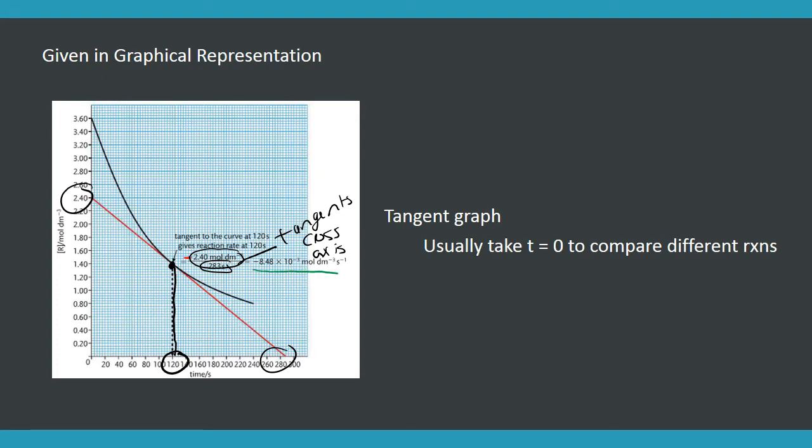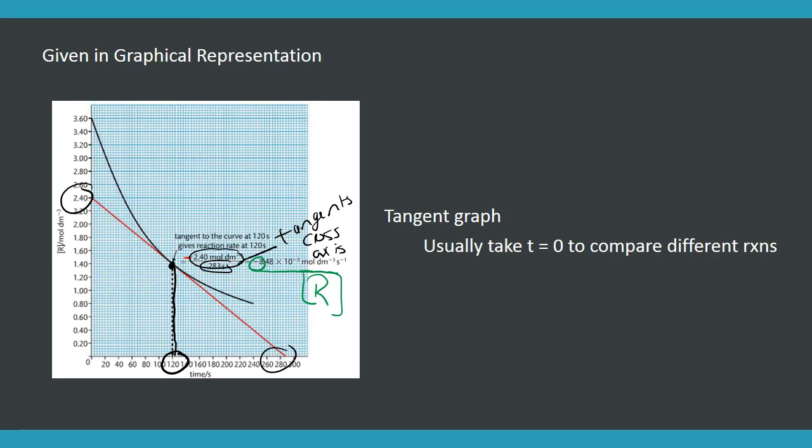So here we have negative 8.48 times 10 to the negative 3 moles per decimeter cubed per second, because we're taking concentration and dividing it by time. And again, it's a negative number because we are seeing a decrease in the graph, which means we are looking at the concentration of your reactants.